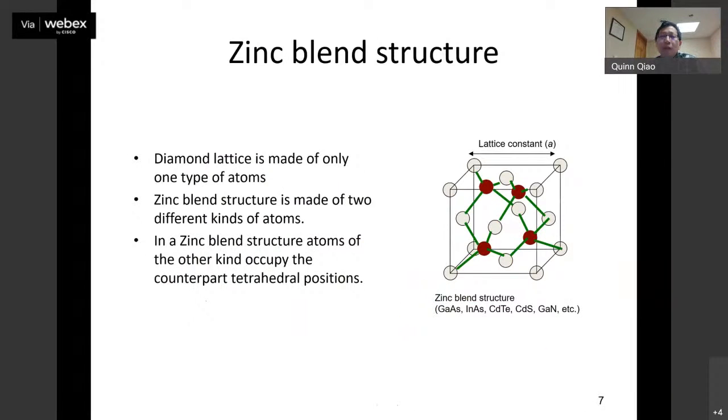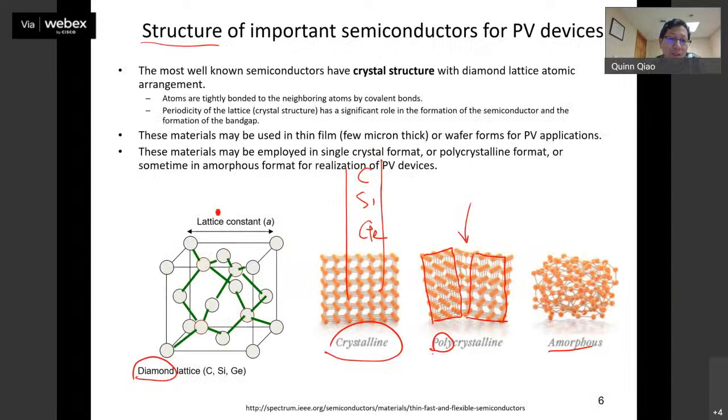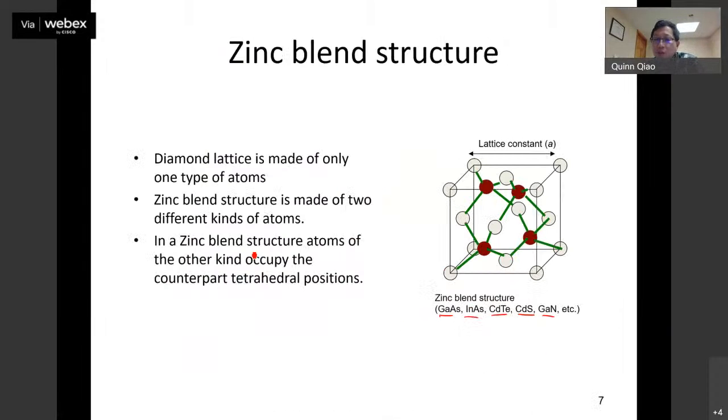So here I do have the zinc blende structure. You can see here gallium arsenide, indium arsenide, cadmium telluride, cadmium sulfide, gallium nitride. You see all these. This structure is very similar to the diamond structure. But there you have the same atoms, one kind of atom, while here you have 2 different atoms, since all these are 2-element compounds. That's the only difference. But the structure looks similar to the diamond cubic structure.